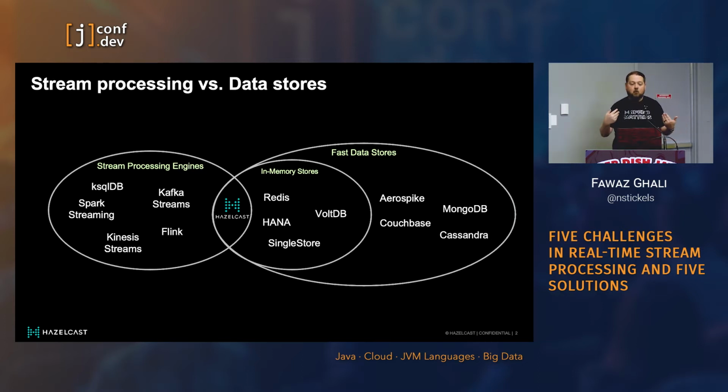And where Hazelcast sits is right in the middle, because we do both. We have the in-memory data store side that we can store your data at rest, and we have the stream processing side, so we can process your data in motion and combine those together so that there are no out-of-memory hops, no network hops needed in order to access extra data when you're doing that stream processing.